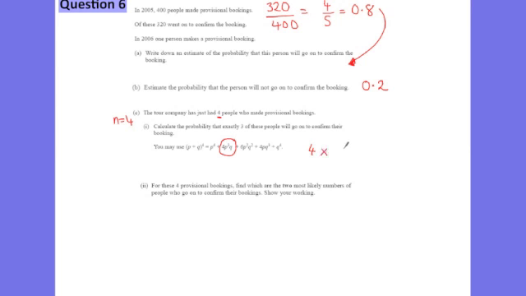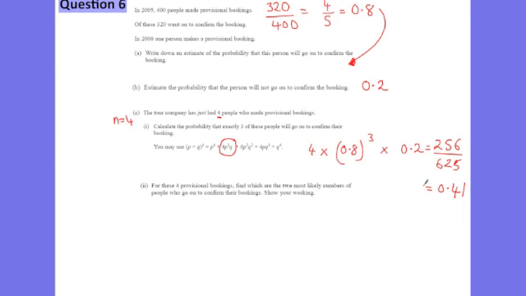So 4 times 0.8, that's the probability of success that they do confirm, to the power 3 multiplied by 0.2. You can express your answer as a fraction or indeed as a decimal. So this here is the probability that exactly 3 of these people will go on to confirm their booking.